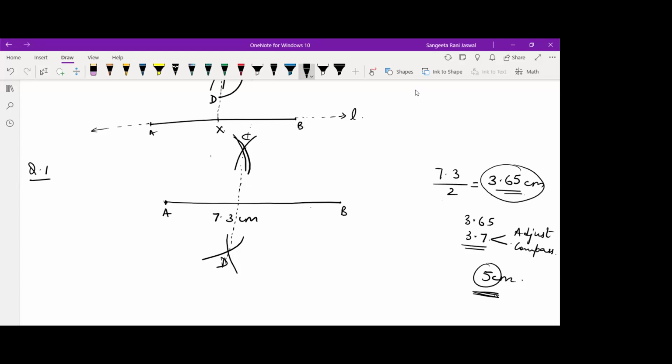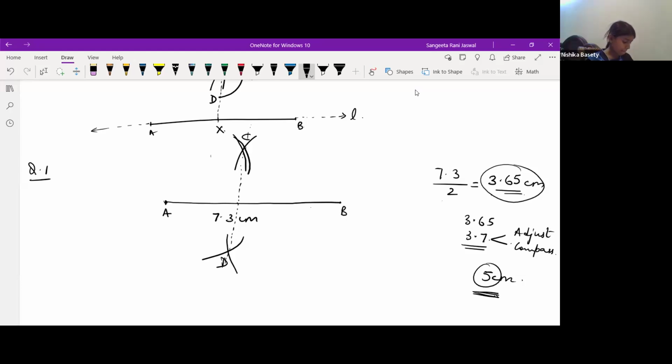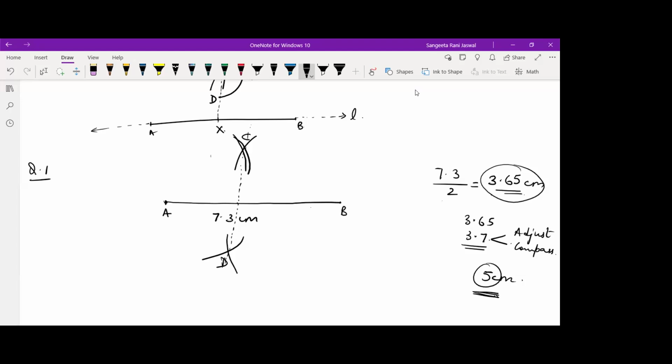Now you can do one more thing. Take your protractor, keep it at this point. Protractor center over here at this point where the lines are intersecting, and check whether it is making 90 degrees on your protractor. Check and tell me. Yes, ma'am. It's making 90 degrees, no? And these two parts are also equally divided. Yes.